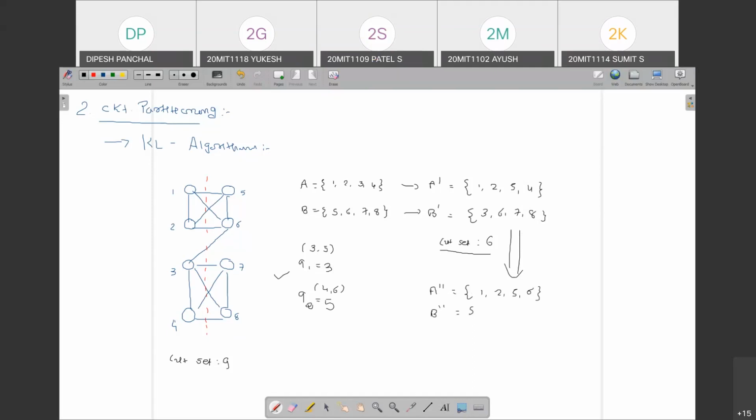Can anyone tell me how many cut sets? So 1. Yes, 1. I am hearing only one sound. Maybe my problem here, or others are also giving the answer. So cut set becomes 1. Okay.